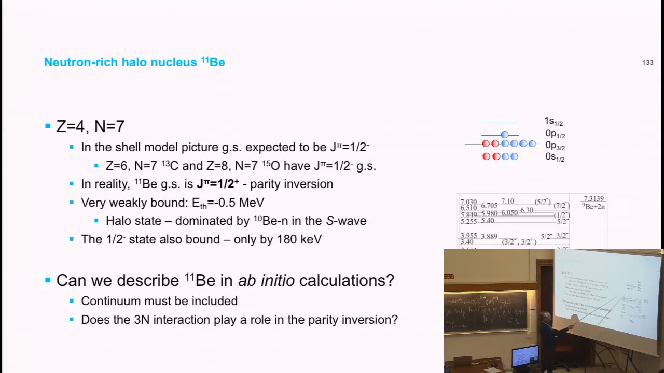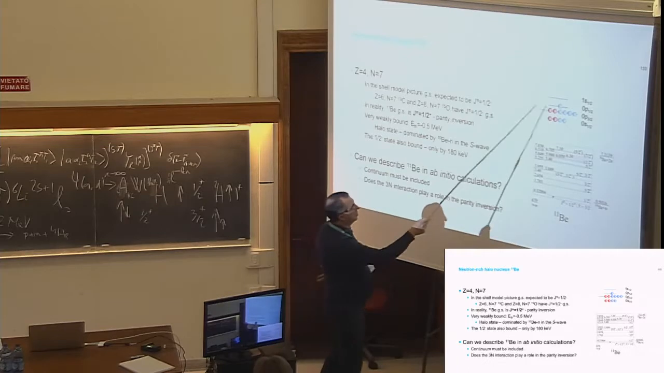Now imagine the simple shell model picture. You have the 0s 1/2 shell, 0p 3/2 level, 0p 1/2, 1s 1/2. If you have 7 neutrons, you put 2 of them in the 0s 1/2, 4 of them in the 0p 3/2, and now you have the 7th one, right? What do you expect? You expect that it should be in the p 1/2, and so the ground state of this nucleus should be 1/2 minus, right?